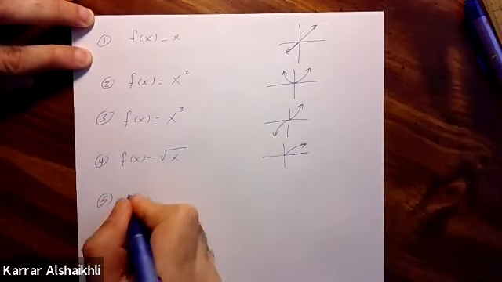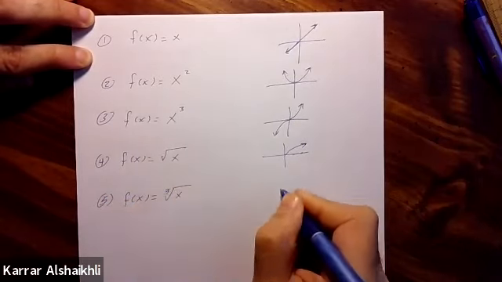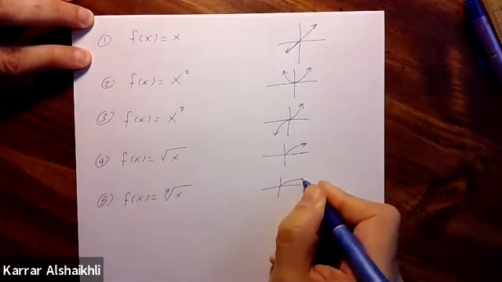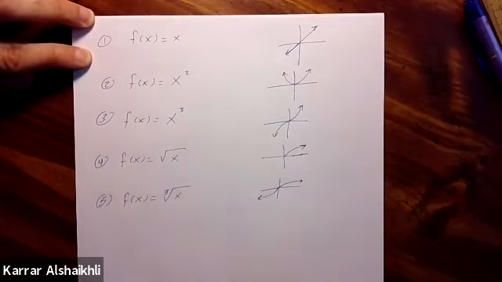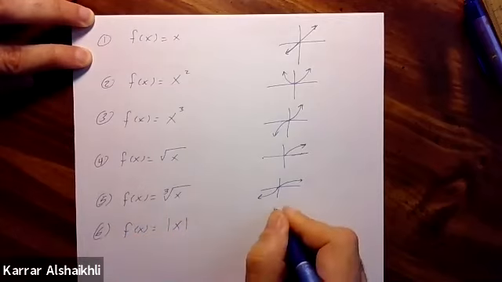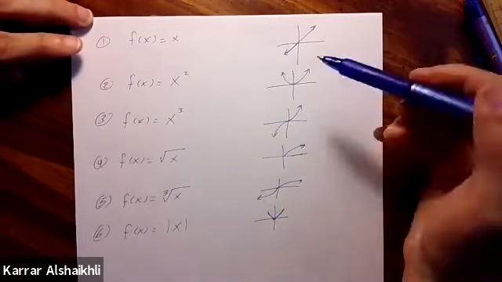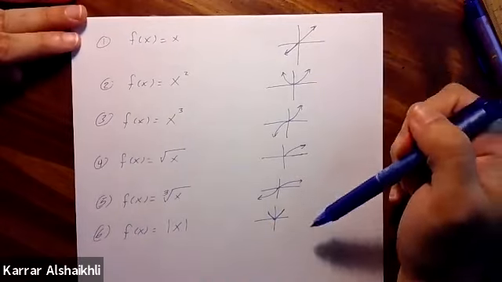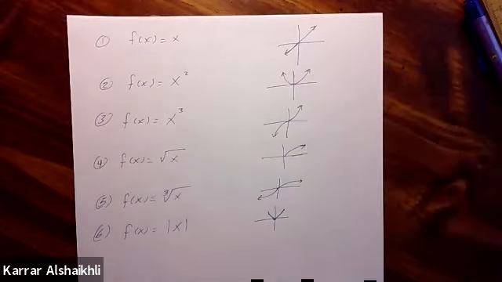Number 5, f of x equals the cubic root of x. The graph of this function is exactly like the x squared function, but there is another side like this. And number 6, f of x equals the absolute value of x, this graph like this, like a V letter. I gave you the points, the x and y for each function. So you're just going to go back and check the x and the y if you want to graph these. These are called the parent functions.